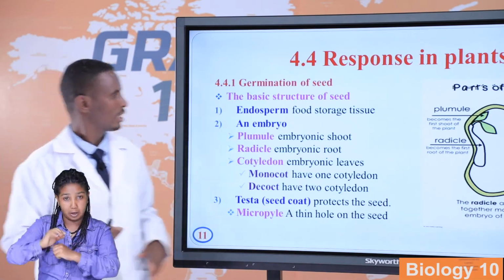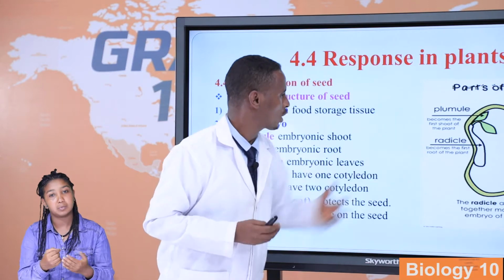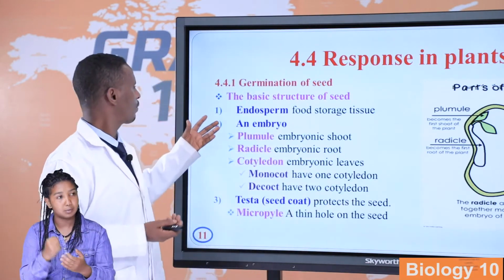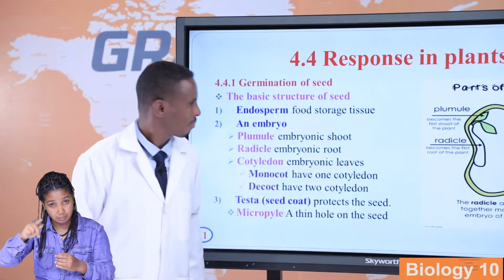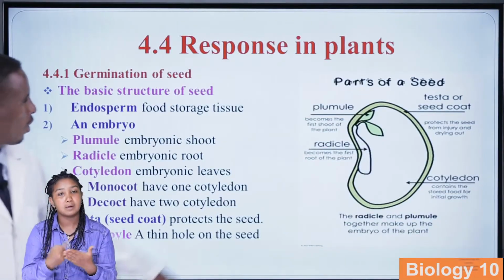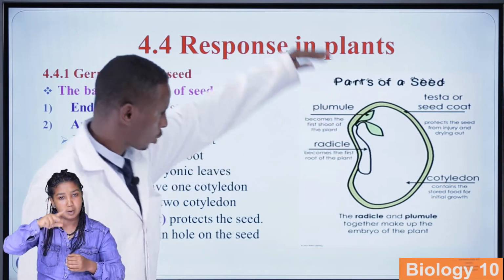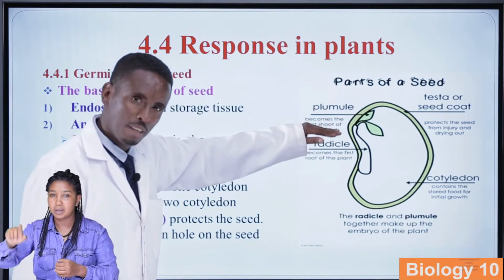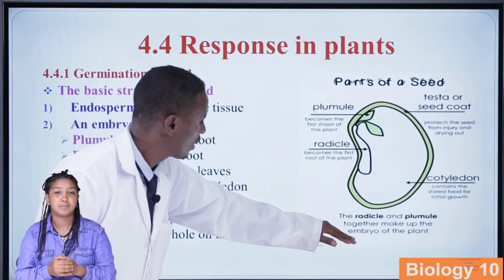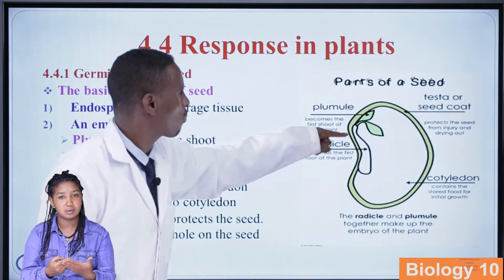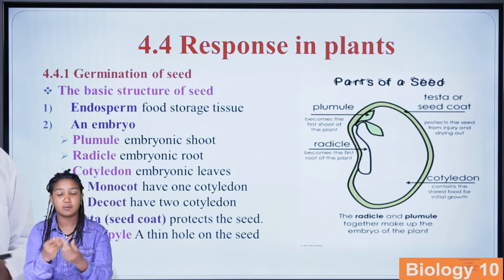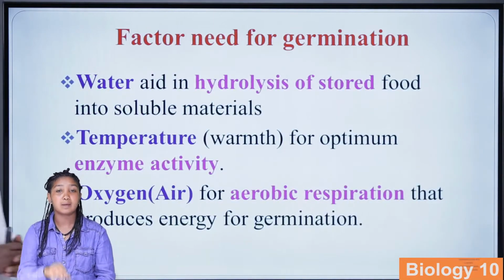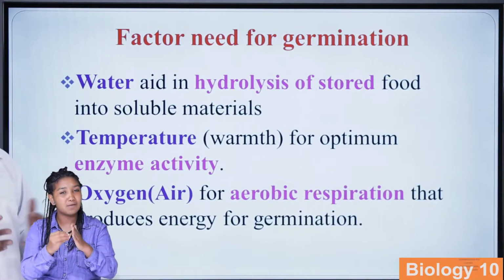As you see here, it's a very interesting picture. The seed has different parts. There is endosperm inside the cotyledon. There is the embryo, a plumule, which gives rise to the shoot system, and the radicle, which gives rise to the root system. And there is a micropyle and the testa. These are the parts of the seed. The other question, what factors are needed for germination?